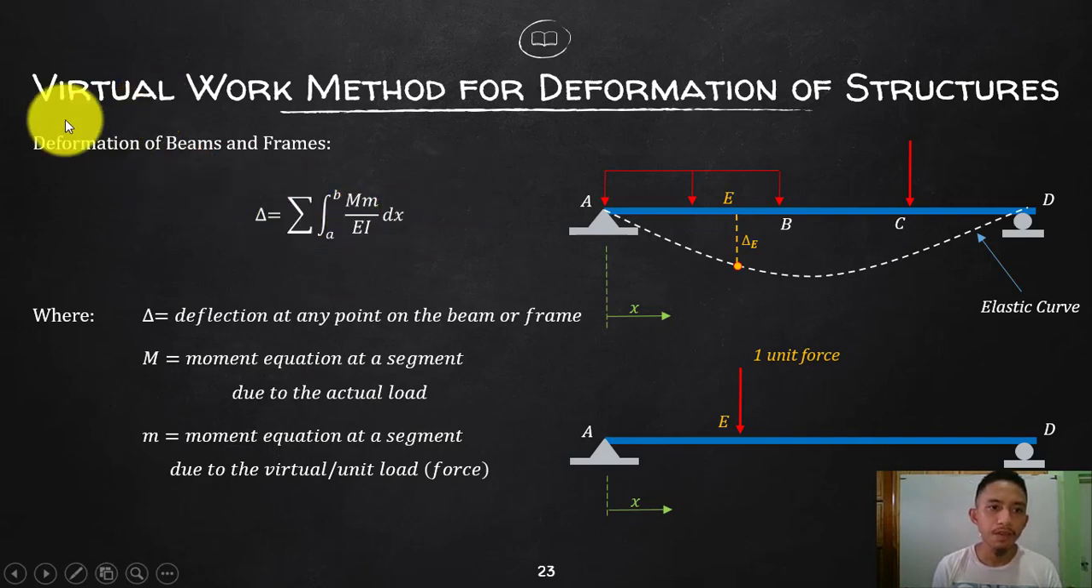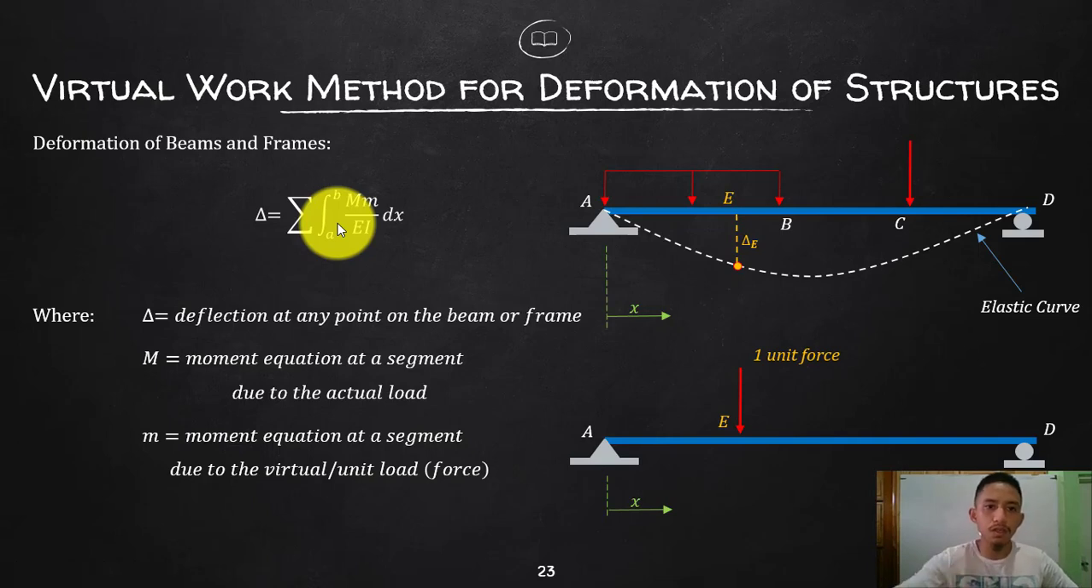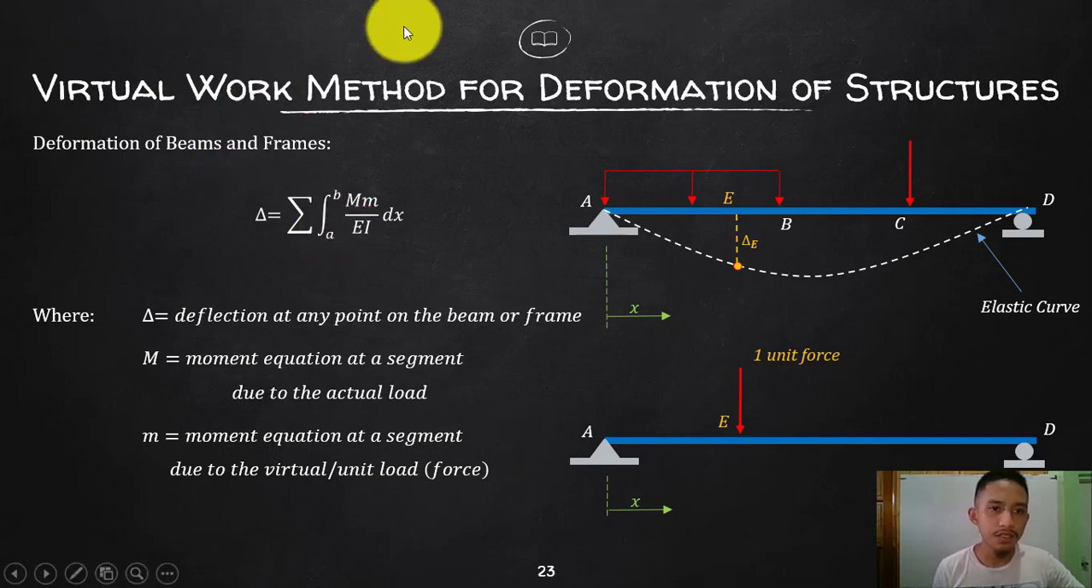In your virtual work method for the deformation of beams and frames, this is true for beams and frames, because if we go to trusses, this will be different, and we will recall that when we go to the analysis of indeterminate trusses. So this is for beams and frames. Since we are done with beams, you can go back and apply this later on. You can use this as your checking.